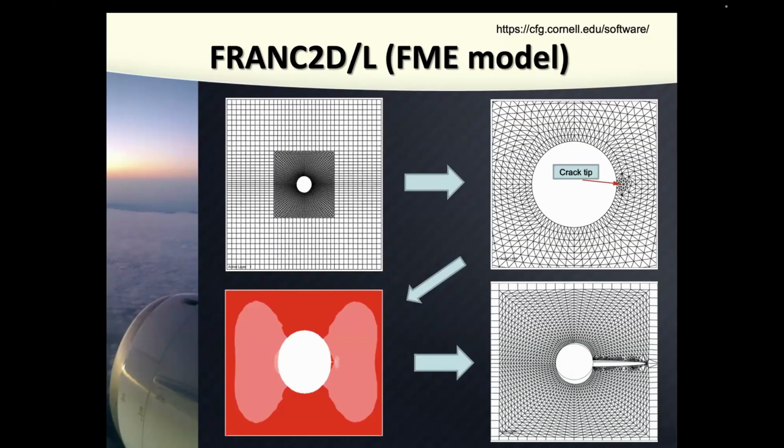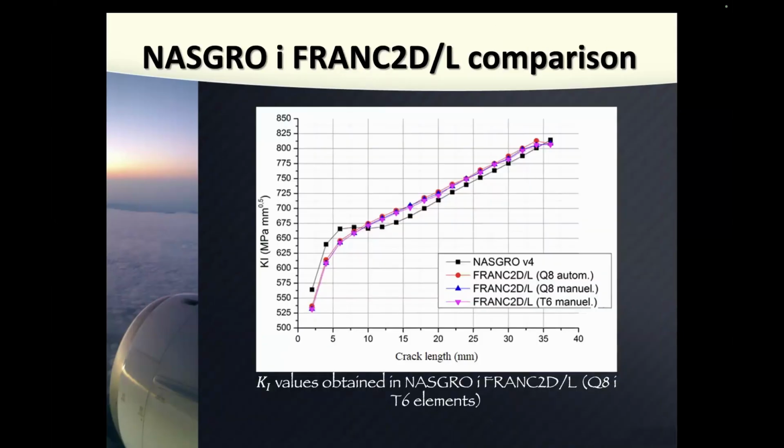So if you want to get better, more accurate results, you should use more nodes and more elements in order to get a better solution. Of course, I compared my solution from Frank 2D with NASGRO results. Also, you can see here I use two types of elements, triangular elements and quadrilateral elements with 8 nodes, and this with 6 nodes. And you can see a comparison of the K1 values, so stress intensity factor value for mode 1. And you can see very good agreement between the values provided by NASGRO and Frank 2D software, either by using automatic crack growth or manual crack growth.